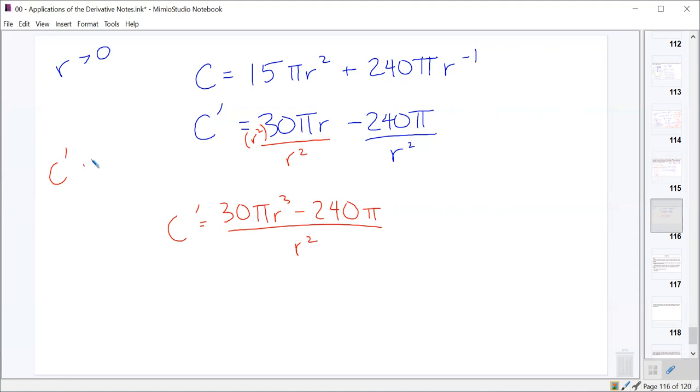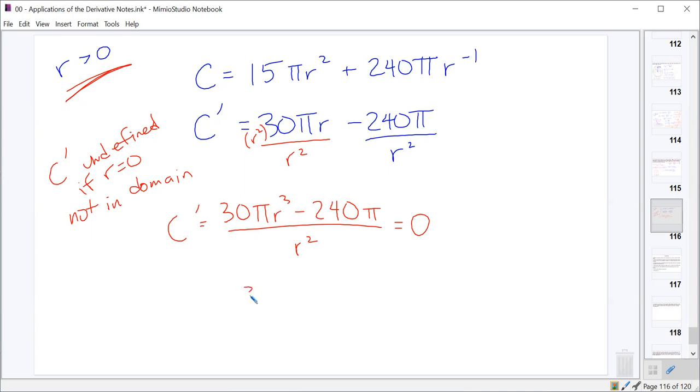And, well, c prime is only undefined if r equals 0, but that's not in the domain that we just restricted ourselves to. R is greater than 0. So we're really only concerned about when c prime equals 0. Set that numerator equal to 0. And we can just go ahead and solve that pretty straightforwardly.